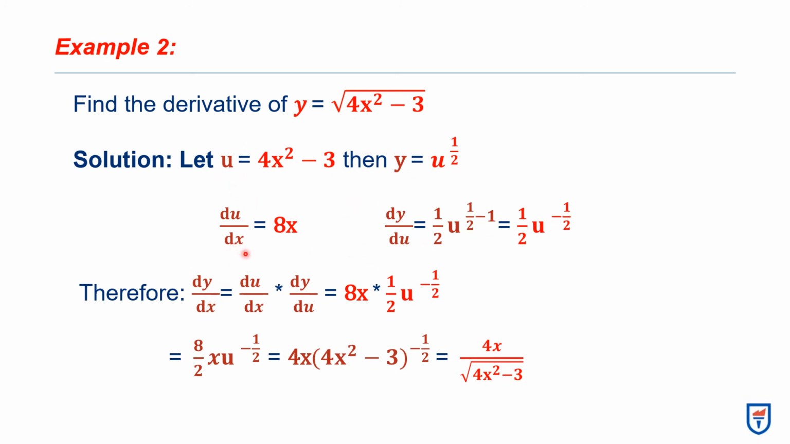So we're going to get du/dx is equal to 8x. We differentiate 4x squared: we say 4 times 2x to the power 2 minus 1, which reduces to 8x. And then we differentiate our outer function, which is y, in terms of u.